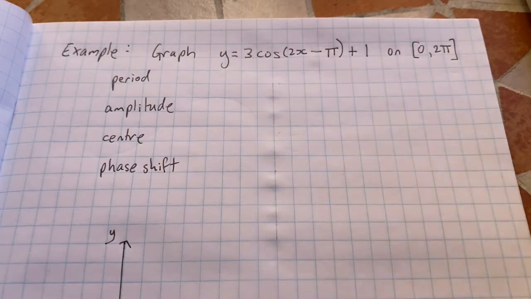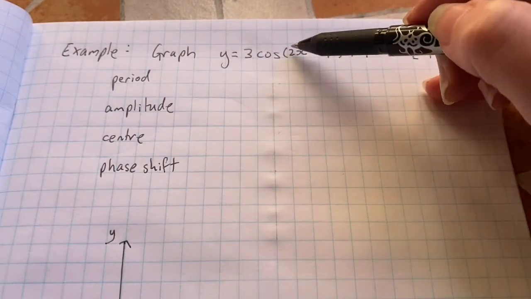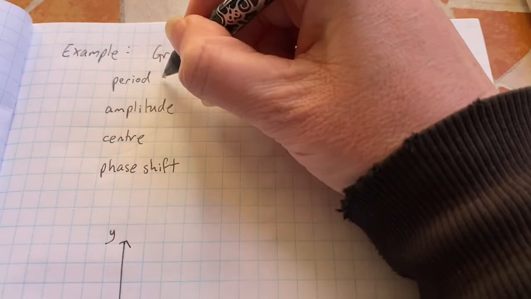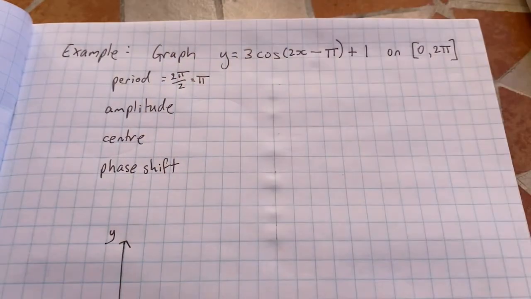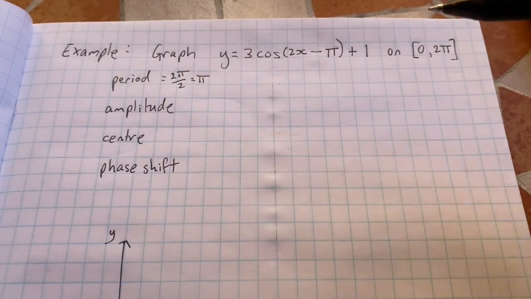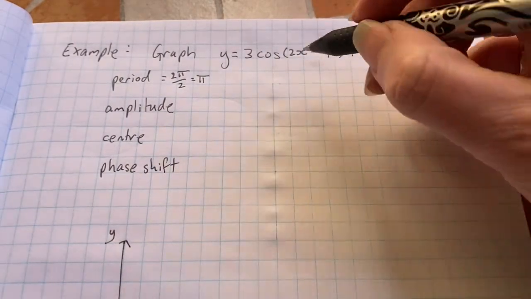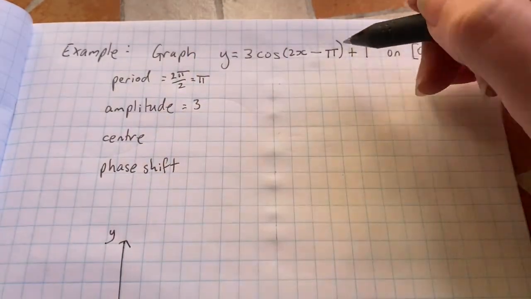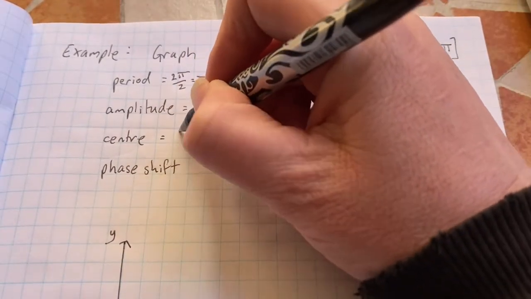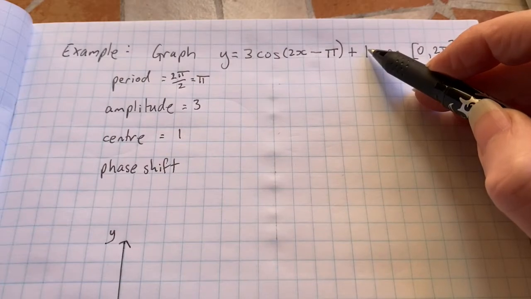So firstly here, the period is always going to be 2π over this number. So the period is 2π over 2, which does equal π. So one cycle in π units. Now the amplitude is 3. The center is this number at the end. So this graph has been shifted up 1.